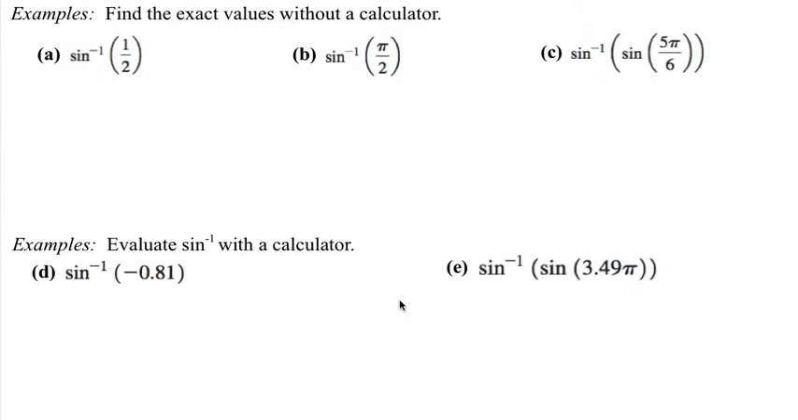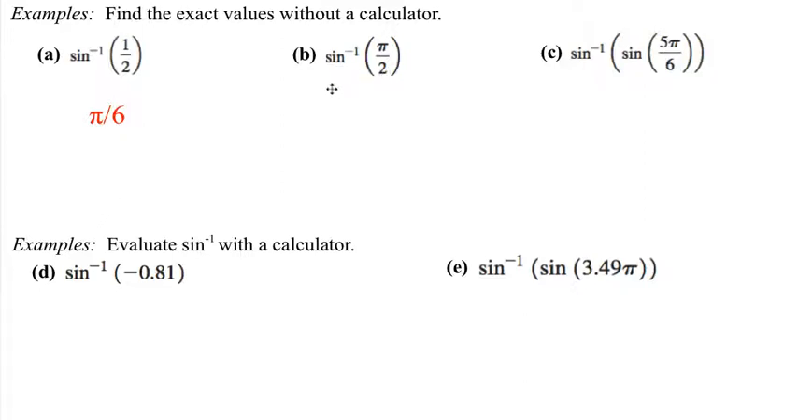So here's a couple of example problems on what we're going to do with this information on inverse functions. We're going to find the exact values without a calculator. A lot of our reference triangle work we're still using. Letter A says, find the angle whose sine is 1/2. Well, you know from the table that you memorized that the angle whose sine is 1/2 is 30 degrees, and we would represent that as pi/6 radians.